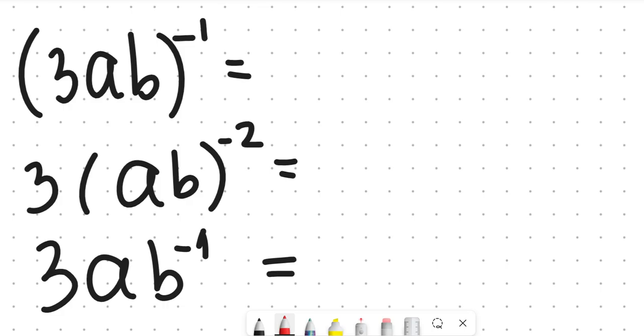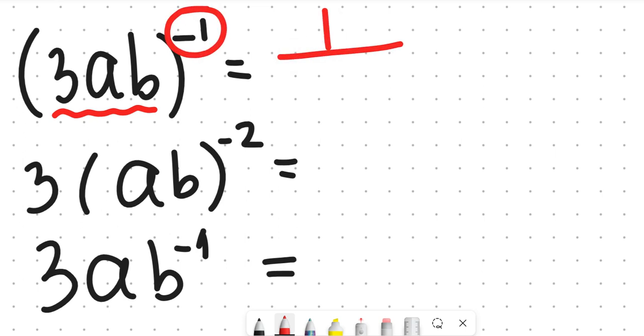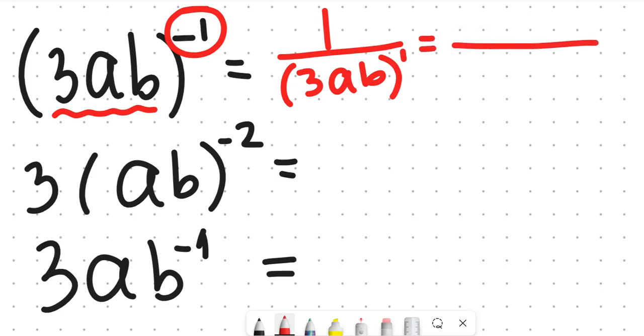So we said everything in brackets is equal to the power of negative 1, which means we copy everything that was in brackets, and this time it will be raised to the positive power. So minus 1 becomes 1. Okay, but now what is 3 to the power of 1? 3. What's a to the power of 1? A. What's b to the power of 1? B. That's it. We are done.